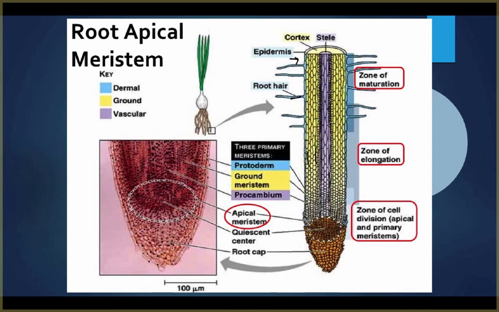And so in here, you're going to see a lot of what we know as the ground meristem. And then, of course, this that you have in the middle, that vascular tissue is where you're going to see the phloem and the xylem in the middle.